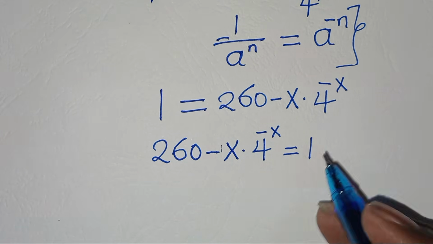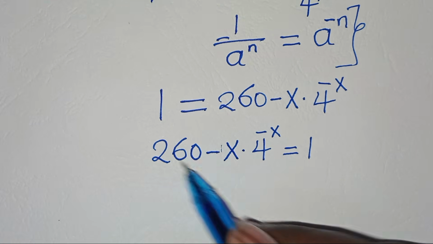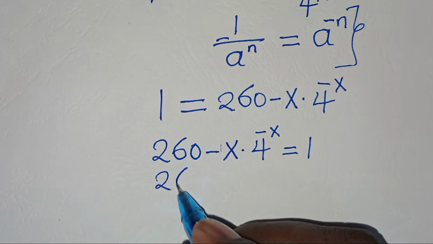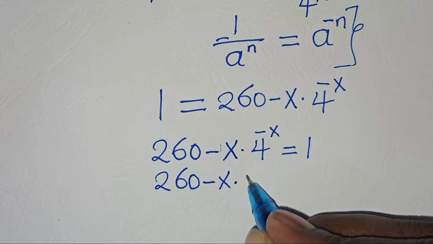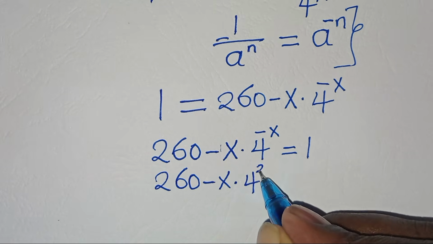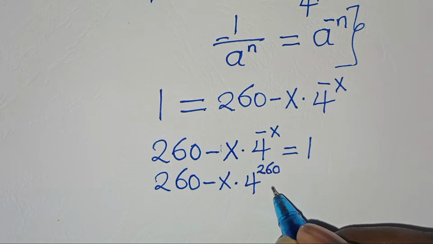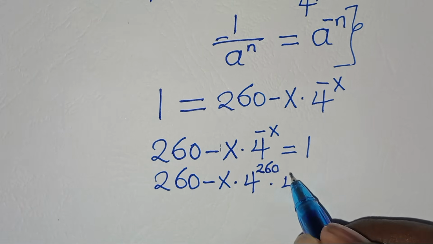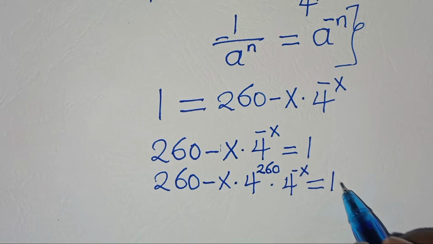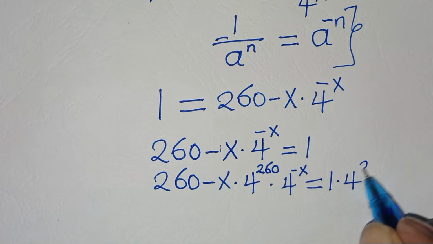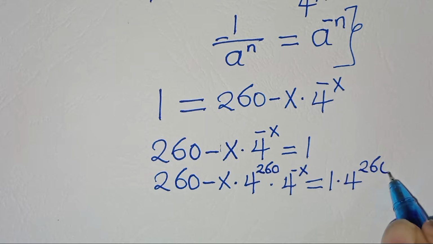So let's multiply on both sides by 4 to the power of 260. So we have 260 minus x multiplied by 4 raised to the power of 260 multiplied by 4 raised to the power of negative x. This is equal to 1 multiplied by 4 raised to the power of 260.